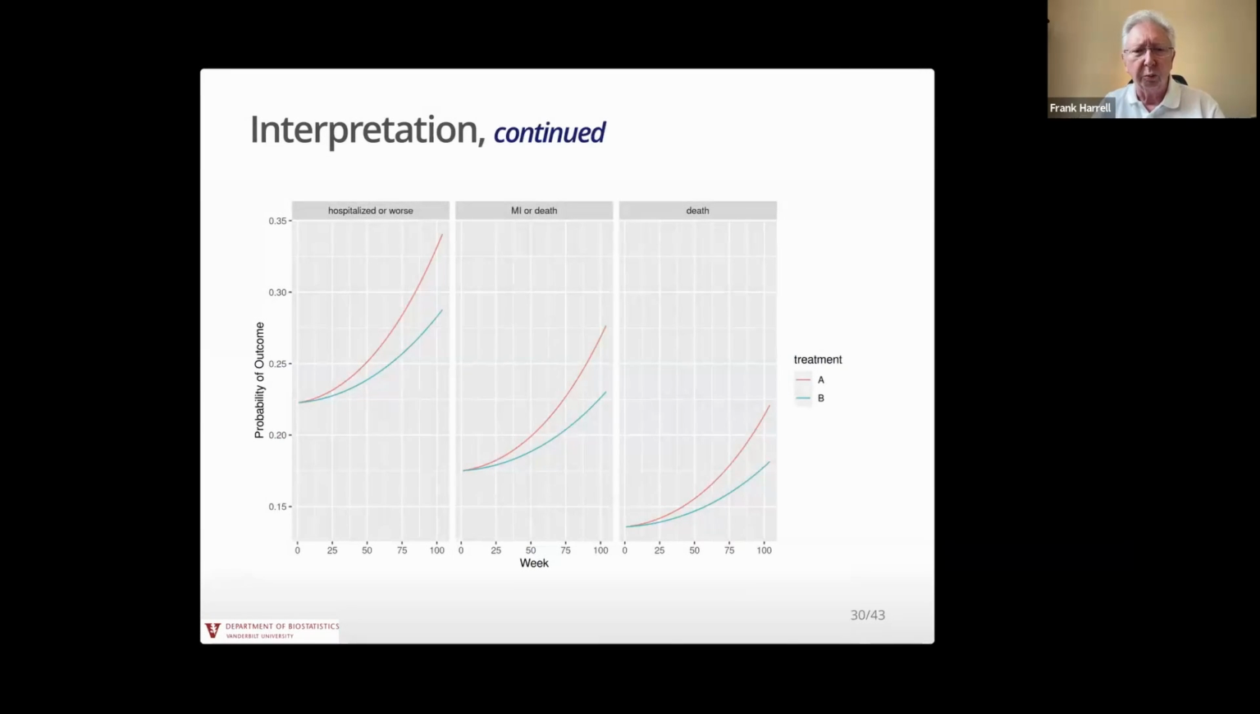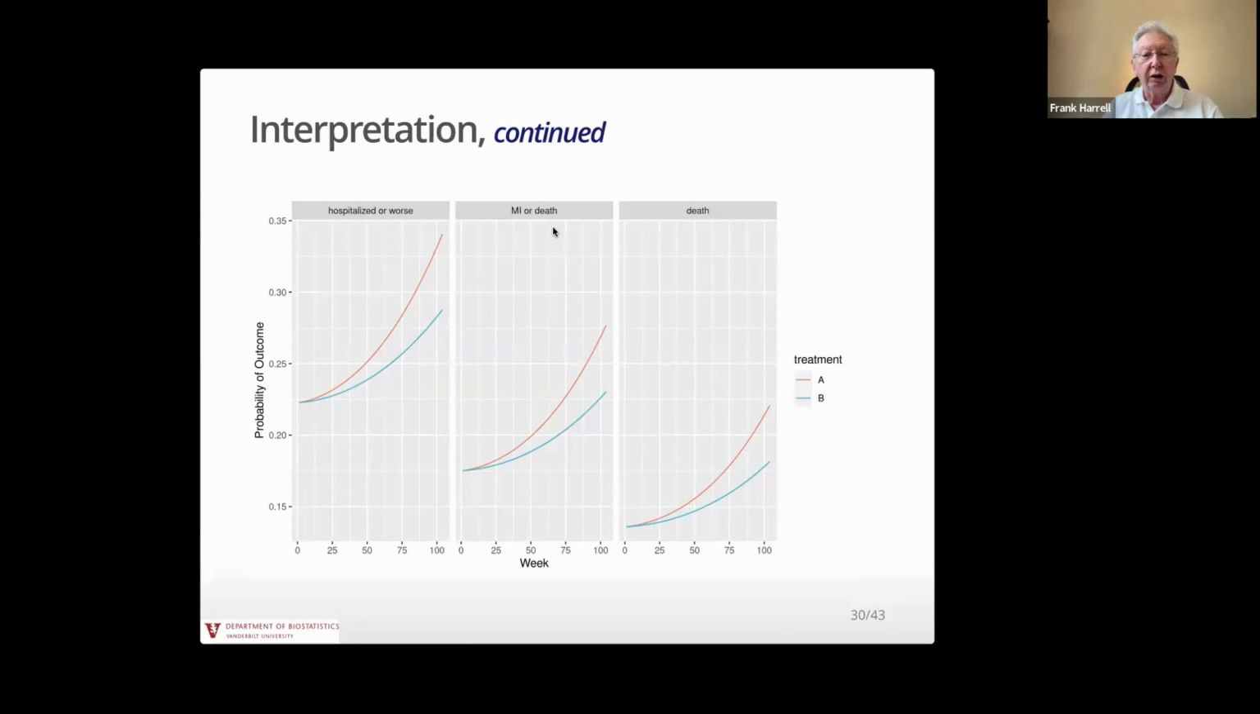Brings this home a little bit. This is one way to show the results, is you have here follow-up time in weeks, and then we have the probability of an outcome if you're on treatment B and if you're on treatment A. So treatment A is having worse results after randomization because the probability of being hospitalized or worse is always higher for treatment A. Let's say treatment A is doing worse than treatment B.